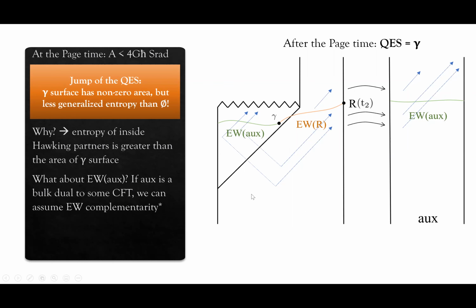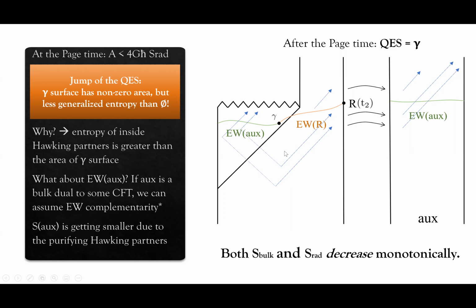Because what happens now when I include these inside modes into my auxiliary system entanglement wedge is that there are some inside partners here that are completely going to purify these outside partners. And as the black hole is evaporating, the inside partners are going to be captured more and more, and hence purifying more and more of these outside partners. And so as the black hole is evaporating, the entropy of both systems is going to go down. The surface is getting smaller, it's going to end up here, and eventually it's not going to have any contribution.